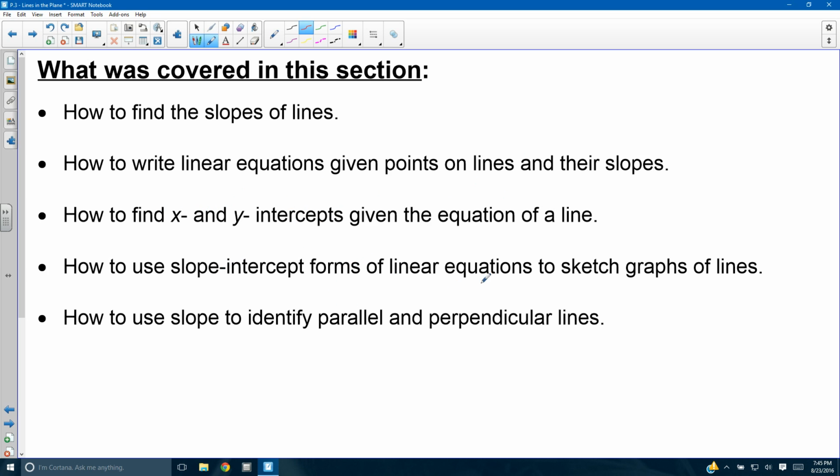How to use slope-intercept forms of linear equations to sketch graphs of lines. That was probably the first thing that we did, right? Start with the y-intercept, rise over run, this and that. And how to use slope to identify parallel and perpendicular lines. Once again, same slope, opposite reciprocal slope. That's it.